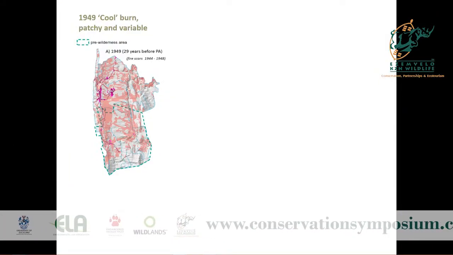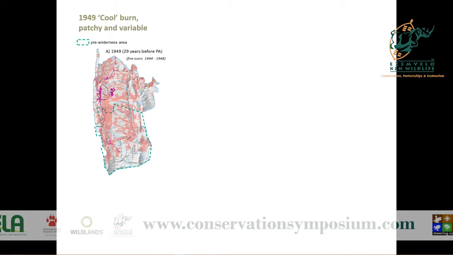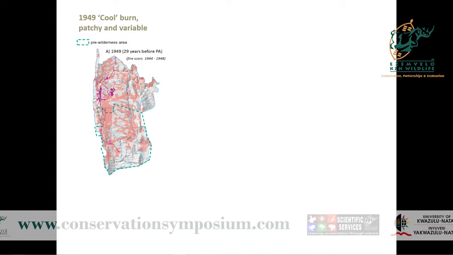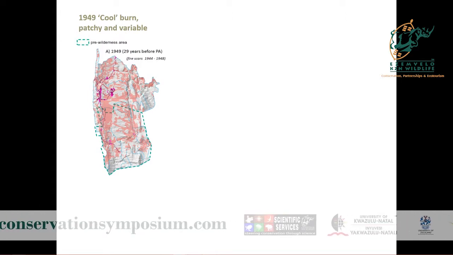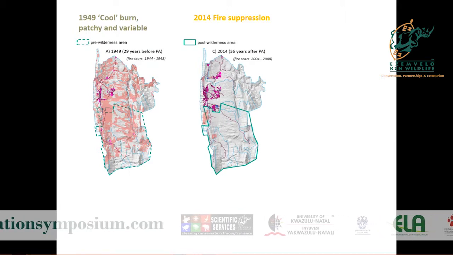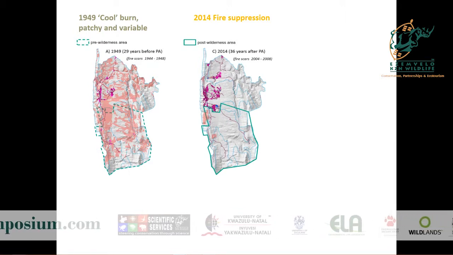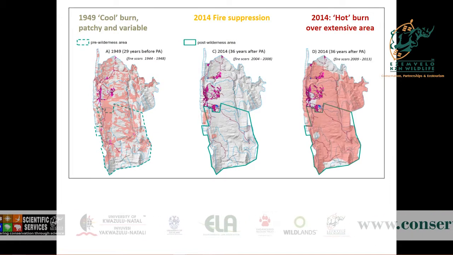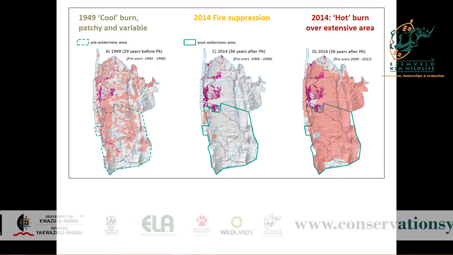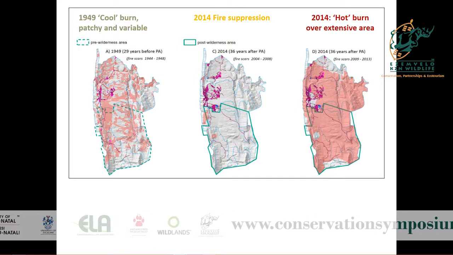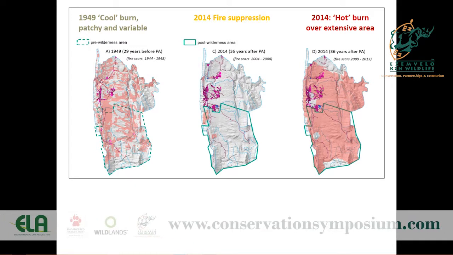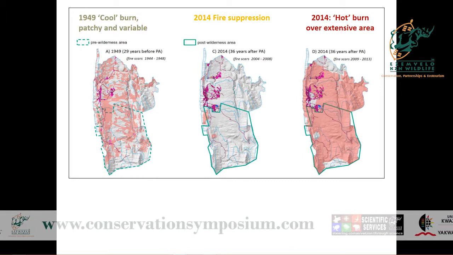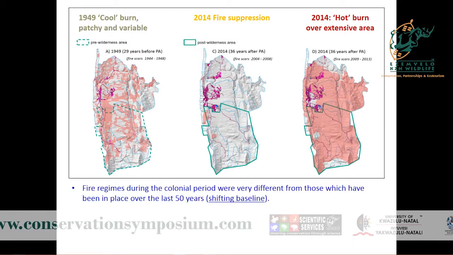But what Petra did was, with all these images that she put together, she then had the pink reflecting all the fires that were in that landscape, sort of 4 to 5 year old fires, from the 1949 images. By 2014, when she did the same thing, not a single fire had occurred over that period. So fire suppression had occurred in that area, and there weren't any fires at all. But by 2014, a runaway fire got started, and it burnt the entire area. Very hot, very intense, with all the biomass that had built up over those years. So a very different way in which the species of fynbos have to cope. It's a very different fire regime.